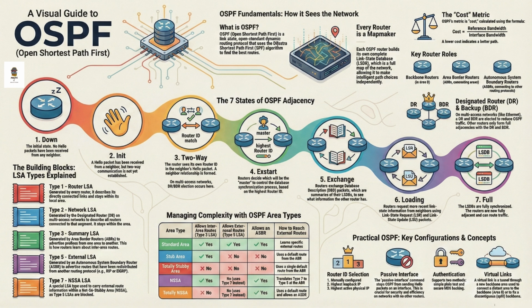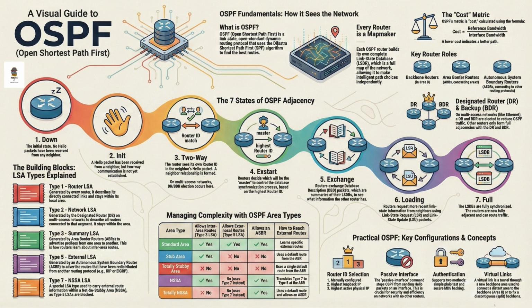Okay, moving inside an area, we also have the specialized roles of the designated router, the DR, and backup designated router, the BDR. What is their specific context? The DR and BDR roles are only relevant in multi-access networks. So Ethernet. Typically standard Ethernet segments where many routers share the same broadcast domain. Imagine multiple routers plugged into a single switch. The necessity arises from the overhead problem.